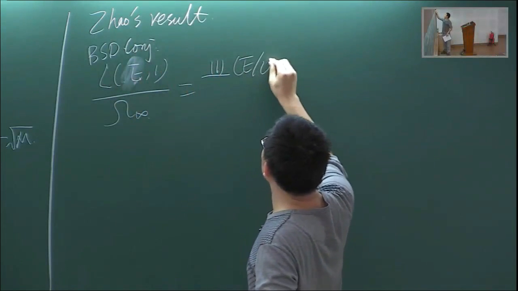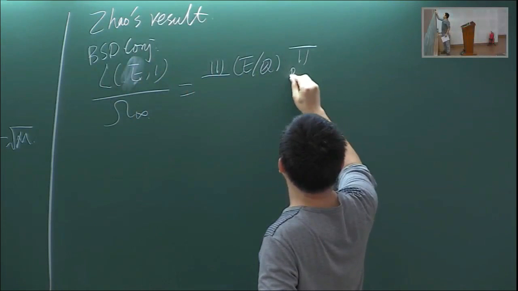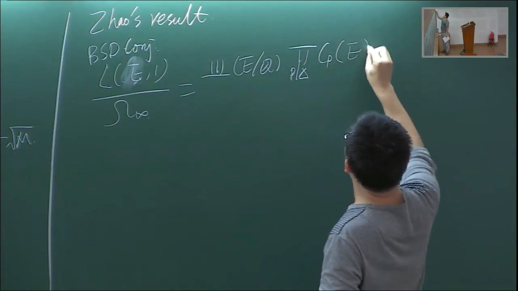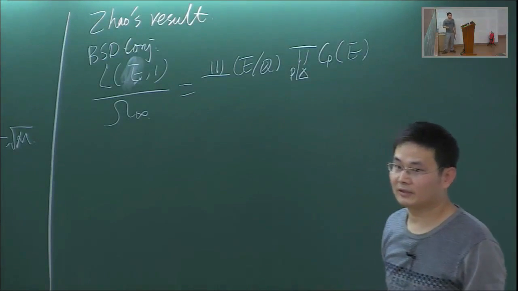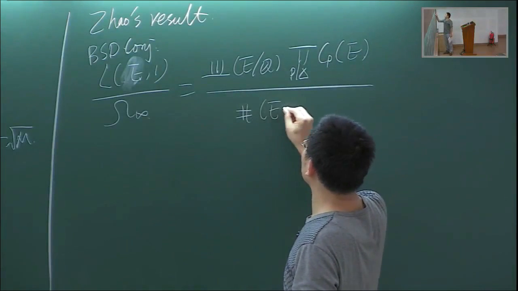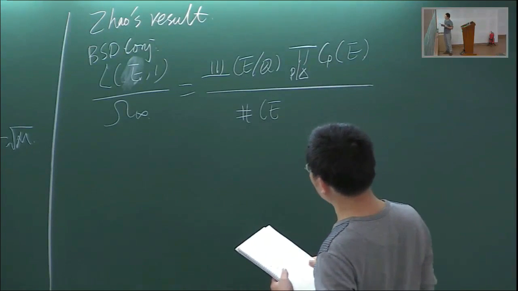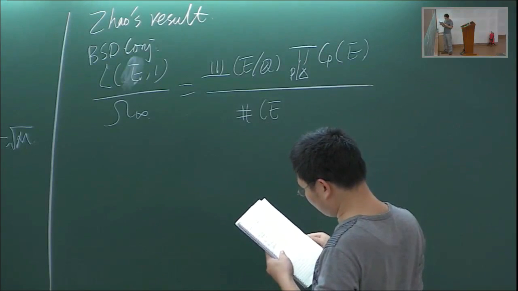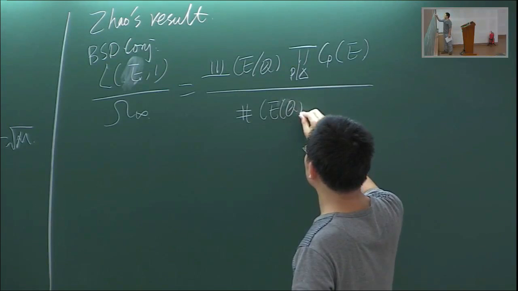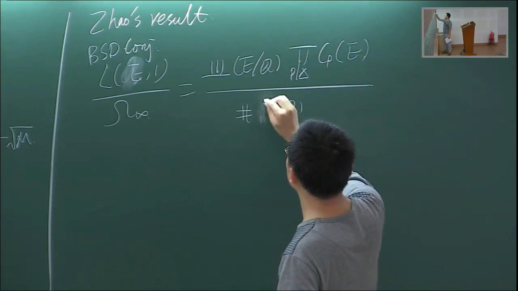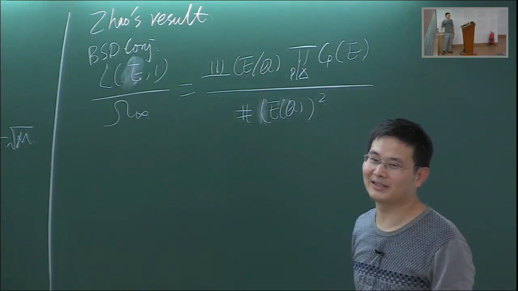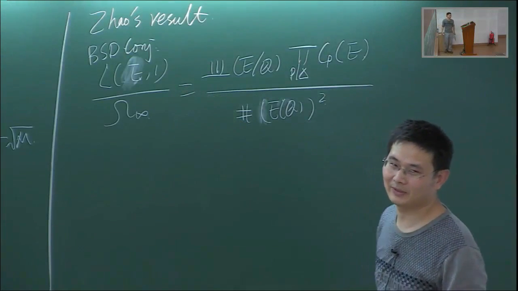For E over Q times the Tamagawa factor over the torsion point, E over Q, the torsion point. So just write this, because if this formula holds, then the rank is 0.